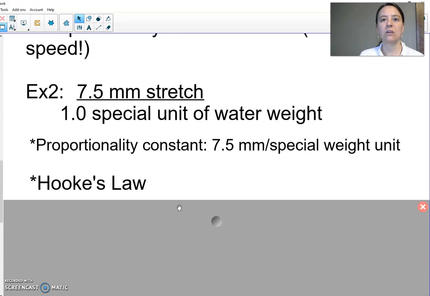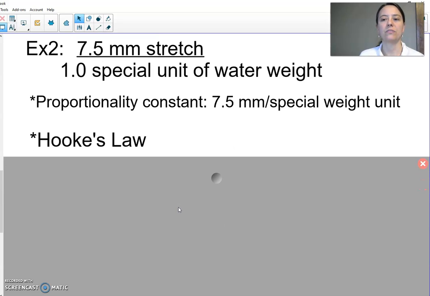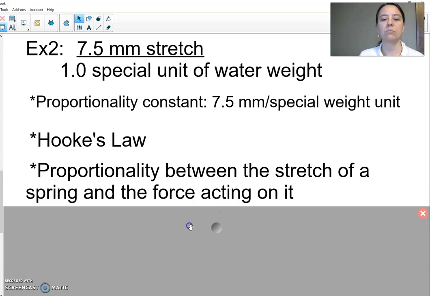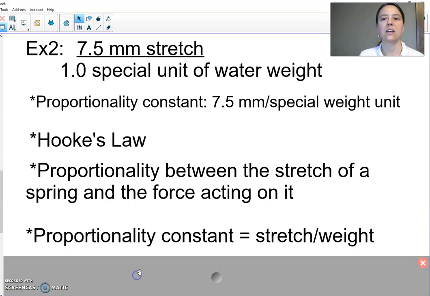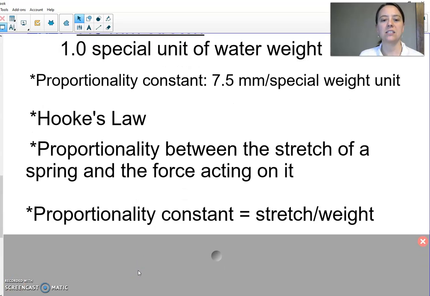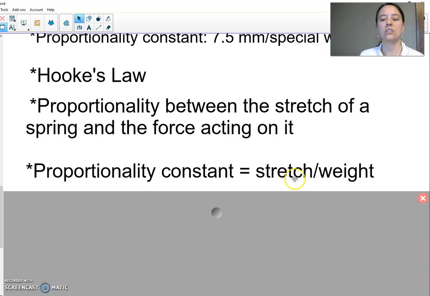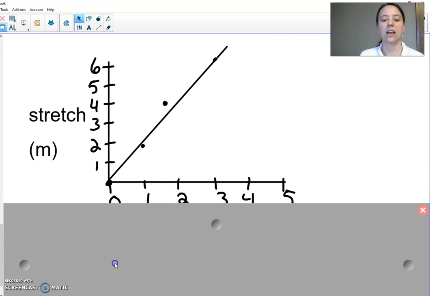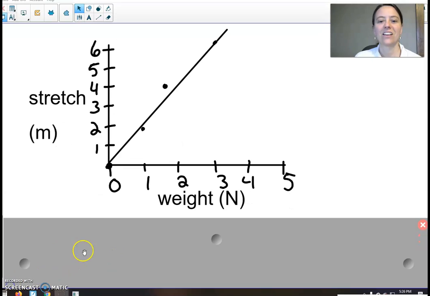So let's talk about Hooke's law. Hooke's law is a proportionality between the stretch of a spring and the force acting on it. And our proportionality constant is going to be equal to the stretch divided by the weight. And let's take a look at our graph. So we're going to make this graph in our notebook.